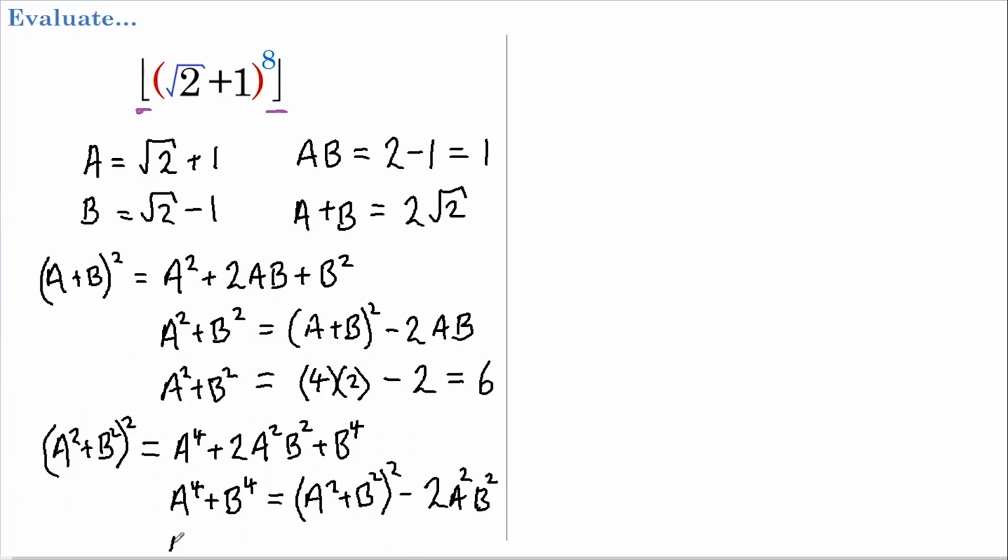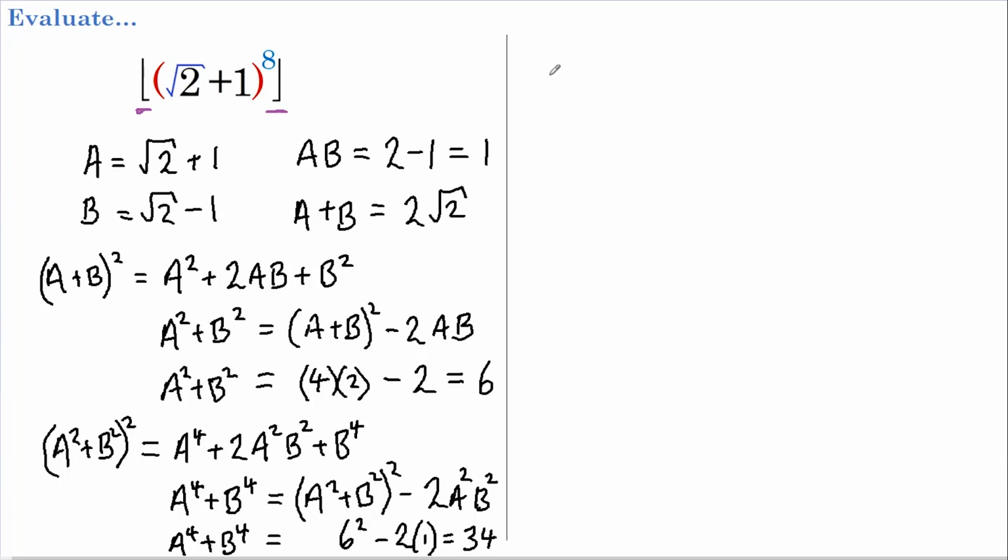And again, we know what the terms on the right hand side evaluate to. A squared plus B squared, well, we know that equals 6, so this is 6 squared, less 2 lots of A squared times B squared, well, that's just this squared, so this is just 1 again, so it's 2 lots of 1. So this equals 36 less 2, which is 34.